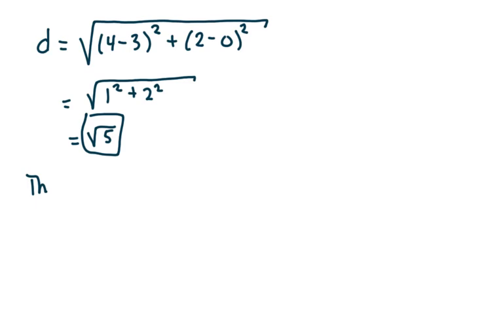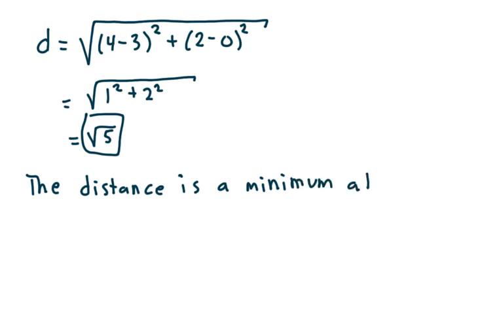So again, the distance is a minimum at the point (4, 2). And that'll do it for this video. This is an optimization problem.